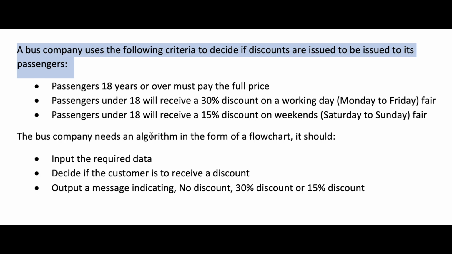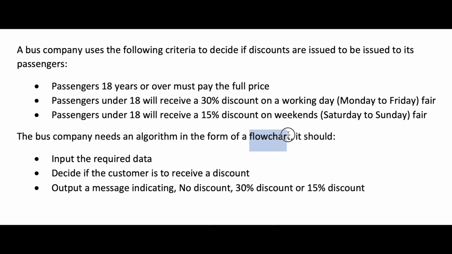The bus company needs an algorithm in the form of a flowchart, so remember, you shouldn't be writing pseudocode at this point. They're asking for the generation of a flowchart. It should identify the inputs. It should decide if any discounts are to be issued, and it should then output an appropriate message depending on if a discount will be issued in the form of a 30% discount or a 15% discount or no discount at all.